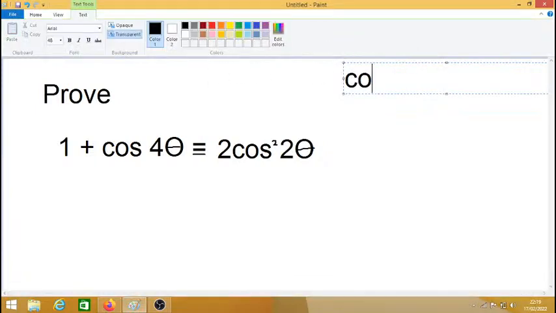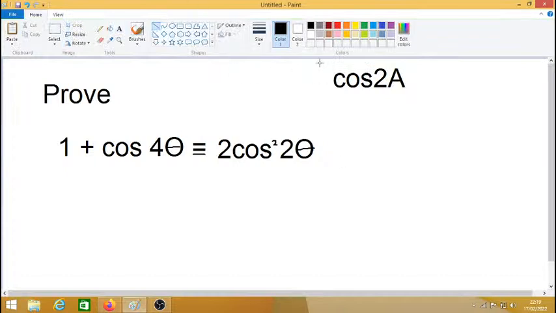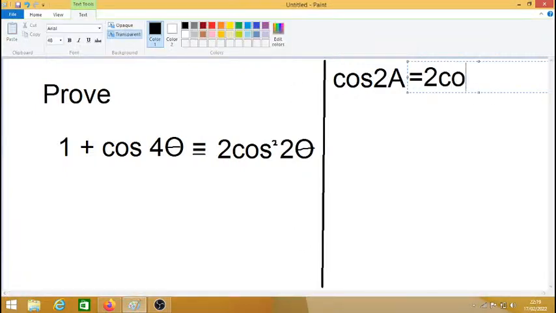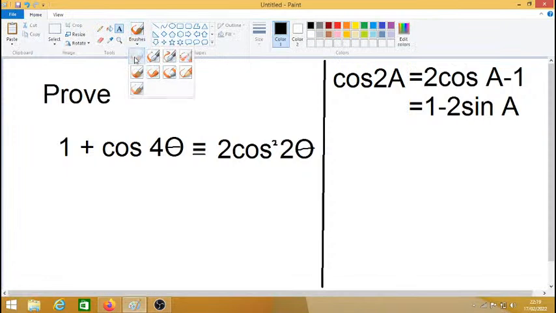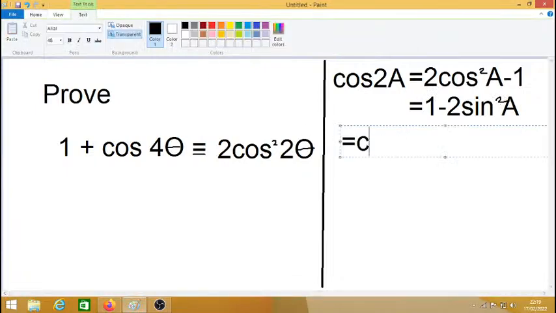So let's just go through the cos 2a formulas in this little corner here. We've got cos 2a can be rewritten in 3 different ways. The first one is it can be rewritten as 2 cos squared a minus 1. It can also be rewritten as 1 minus 2 sine squared a. And the last one is it can be rewritten as cos squared a minus sine squared a.